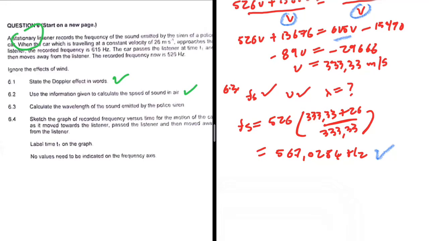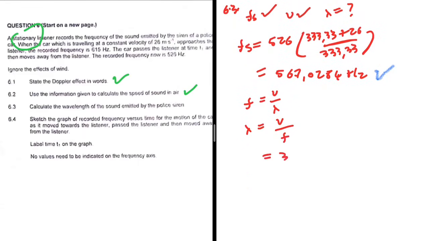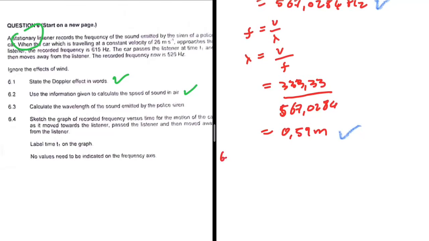Okay, so we have Fs. So now we just need the wavelength. The frequency is equal to the velocity divided by the wavelength. So the wavelength is the velocity divided by the frequency. So let's substitute here. 333.33 divided by 567.0284. This is 0.59 meters. So there we go. Now 6.4.